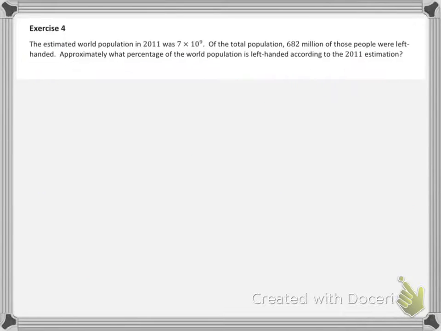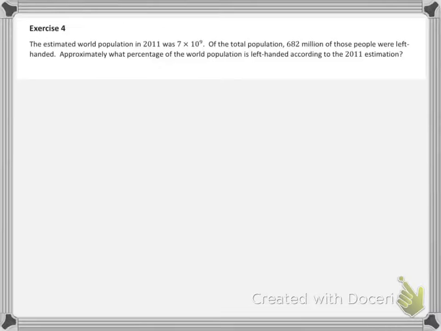Okay, exercise 4. The estimated world population in 2011 was 7 times 10 to the 9th. Of the total population, 682 million of those people were left-handed. Approximately what percentage of the world population is left-handed according to the 2011 estimation? Okay, a couple things we have to do here.